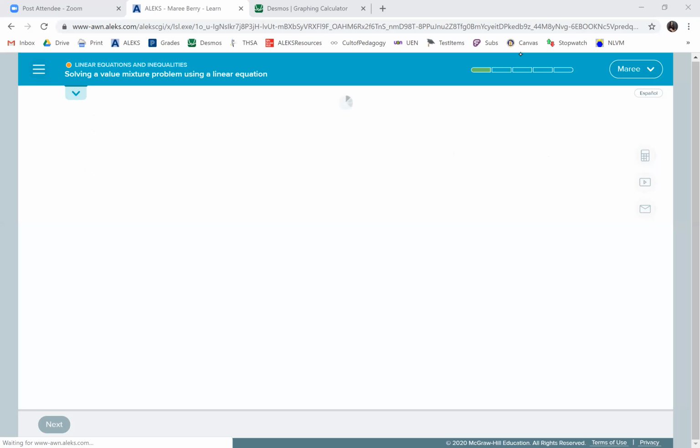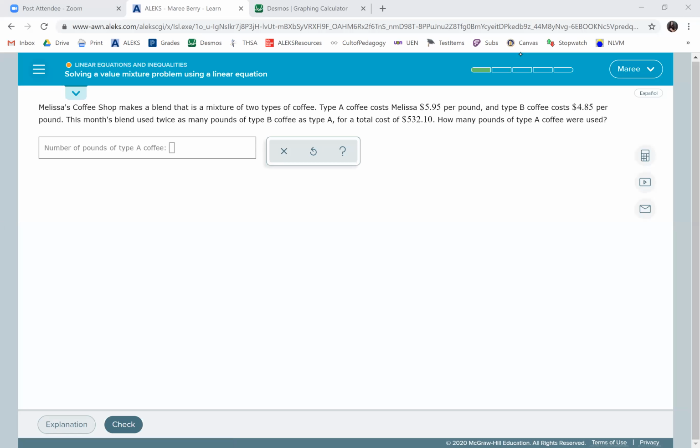Okay, the next one. We want to know how many pounds of type A were used. So we have type A, and we're going to call that X, which means type B, let's figure out how we do that. The blend must use twice as many pounds of type B as type A. So it's going to be 2X.